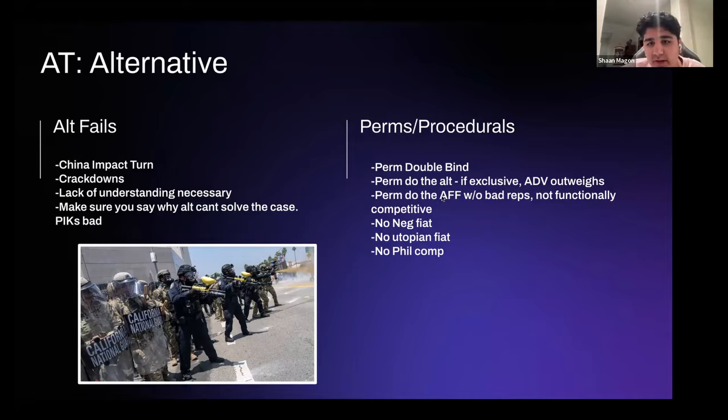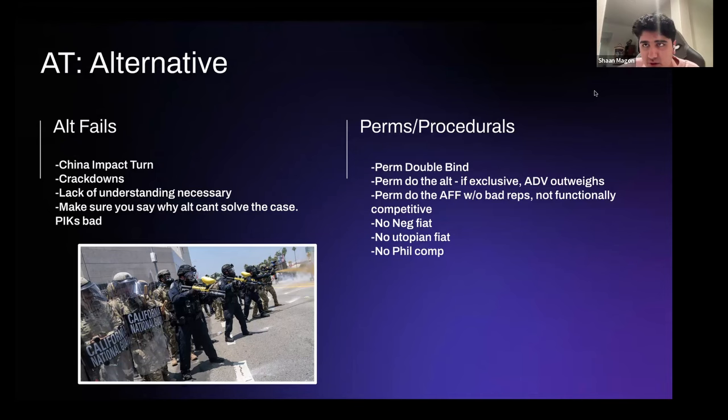This last one is just perm do the alt in the affirmative, but without our bad representations. All this is saying is that they do not get to compete based off of how we've represented our arguments, if they're not functionally competitive, i.e., if they don't physically do different things, because there should be a way in which you can do our affirmative without those representations.